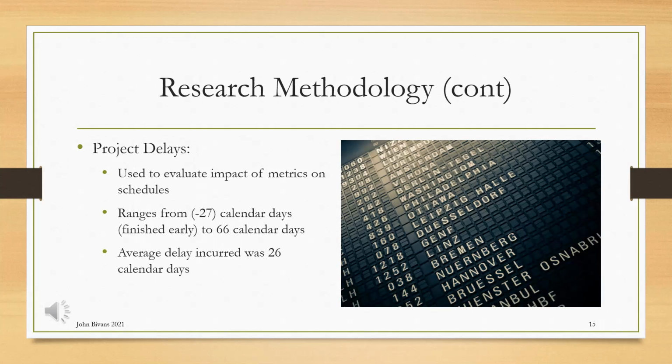Separate from the 3 project characteristics previously outlined, each of the projects had a delay measurement conducted based on the variance between the original baseline schedule and the final as-built schedule of the project. This delay ranged from negative 27 calendar days, meaning that this project finished 27 calendar days ahead of what was projected in the baseline, to 66 total calendar days beyond the finish date projected in the baseline. It's important to note that the average delay incurred of the 12 schedules analyzed was 26 calendar days.